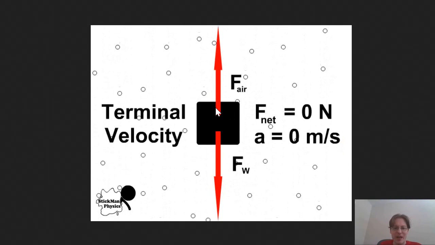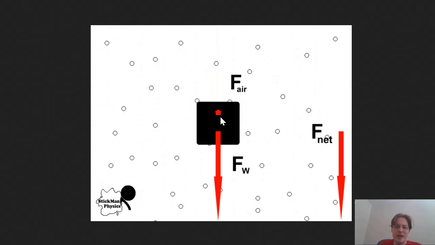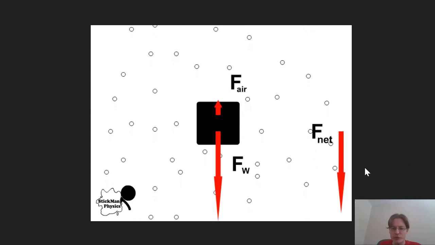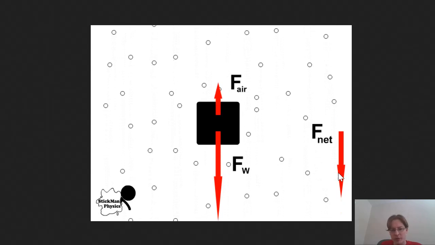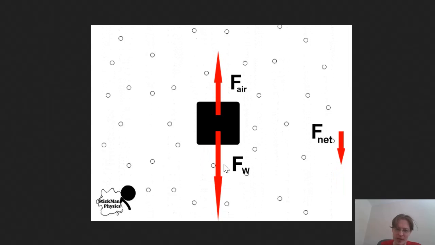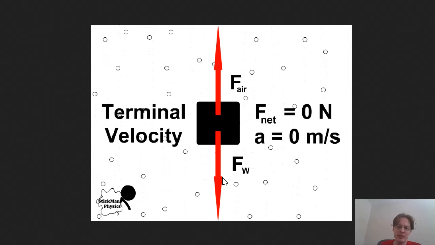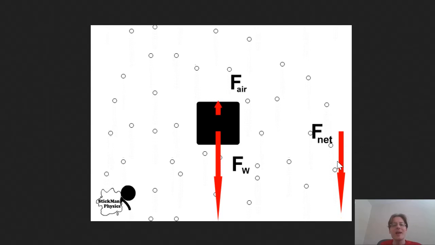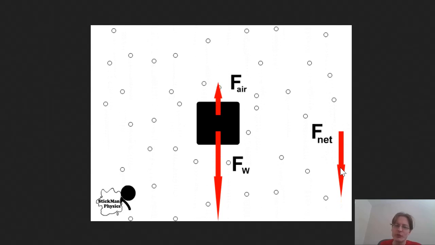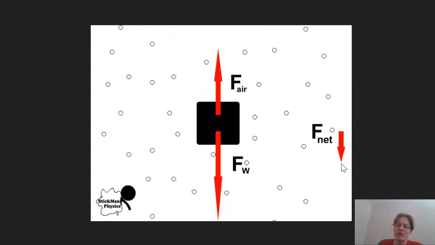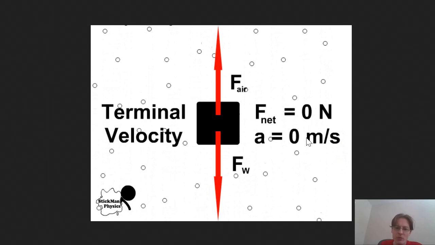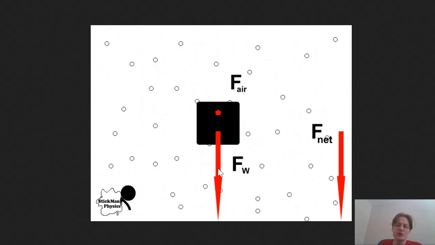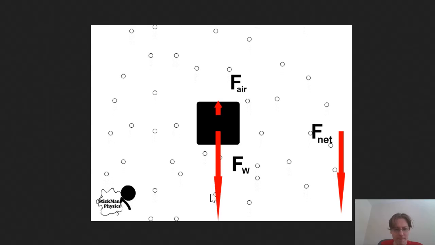Notice how, as it goes faster and faster, the net force becomes smaller and smaller and smaller. Not because it weighs less, that's crazy, it doesn't weigh any different. It's just that the net amount approaches 0. And when the net force goes to 0, now the acceleration is 0, and it reaches a constant speed as it drops through the air.